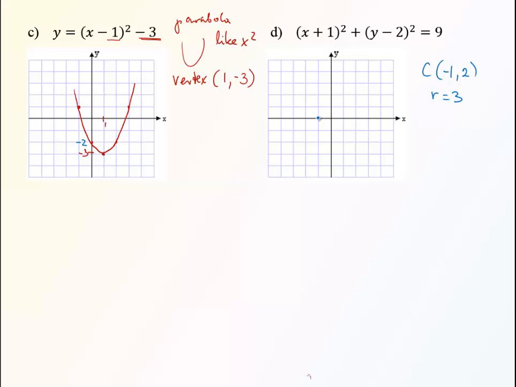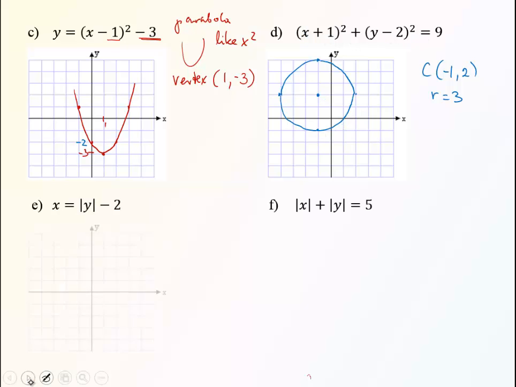So -1, 2 is here. Radius 3 means 3 steps across horizontally and vertically. And then try to join them as neatly as you can to draw a full circle. Again, the x and y intercepts are not very nice numbers, but they can be calculated from the original equation.